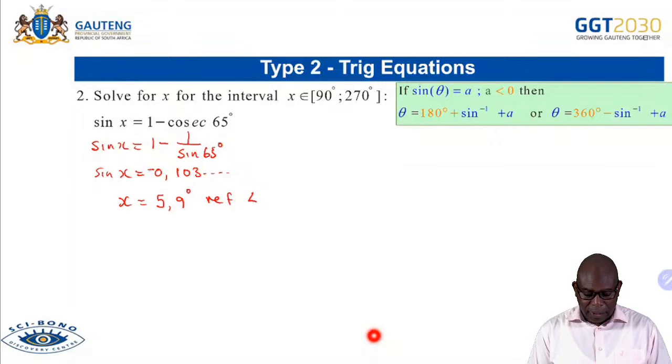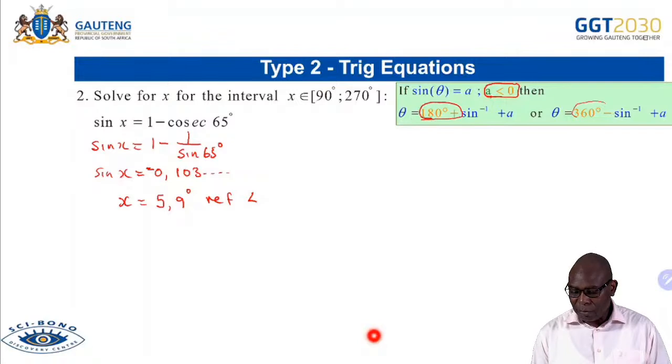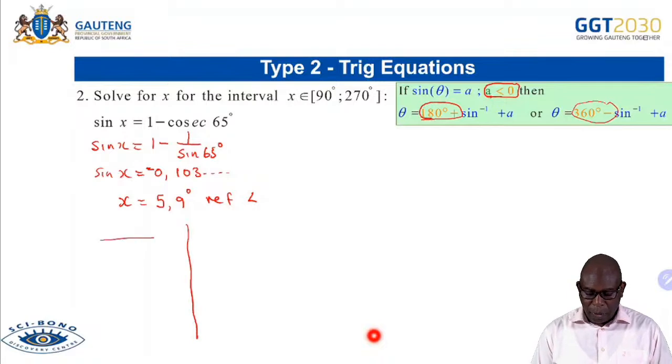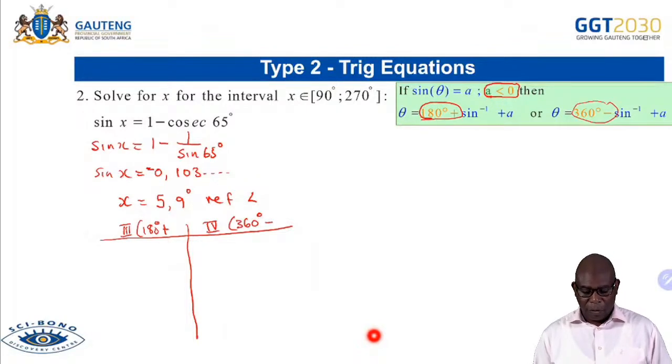But I check here, my sine is negative. Remember, my value, if it's less than 0, is negative. Sine is negative in the third quadrant and in the fourth quadrant. So, as I say, I prefer drawing a table and saying, in the third quadrant, I use 180 plus. In the fourth quadrant, I use 360 minus. And that's easy for me to say my x value will be equal to 180 plus 5,9 degrees.